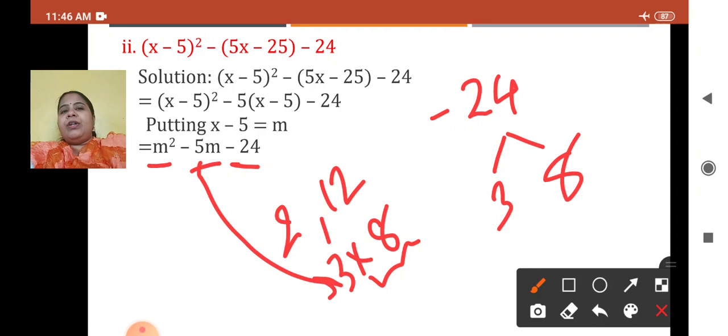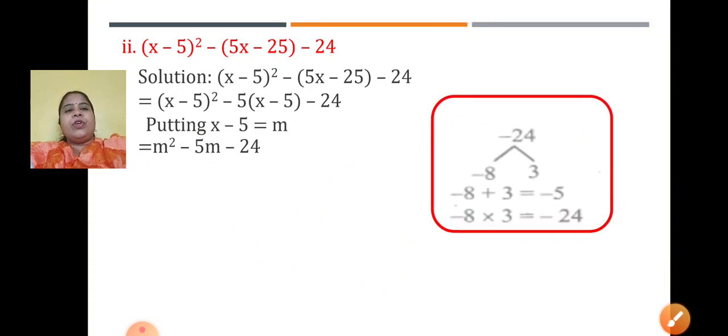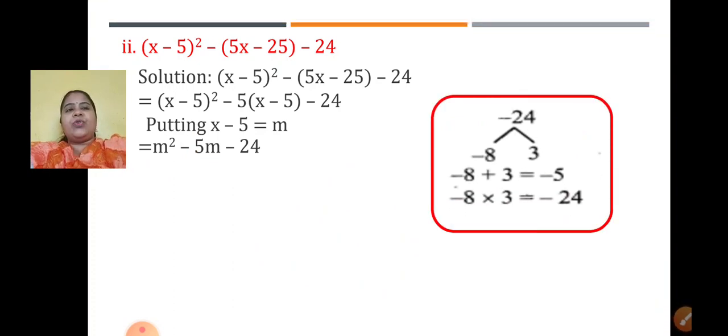Now look at the middle term. Which sign is it having? Minus. So the greater number, that is 8, should have the minus sign and this should have the plus sign. I hope you are understanding how we are searching for the factors. So what should be the possible factors of minus 24? It should be minus 8 and plus 3. Check this. Minus 8 plus 3 is minus 5. And when you multiply this, you get minus 24. Right? See, again I am telling you the same steps.